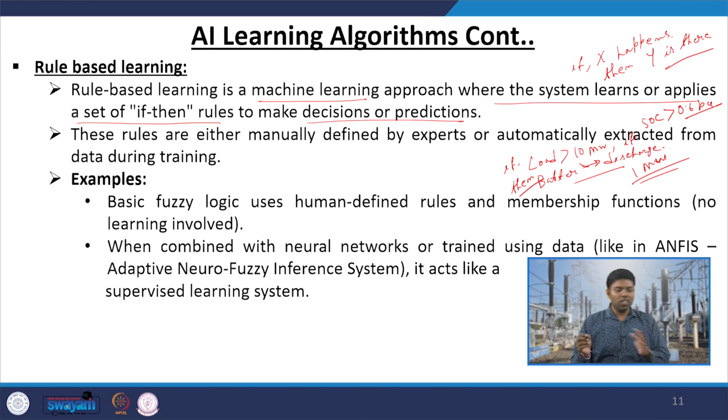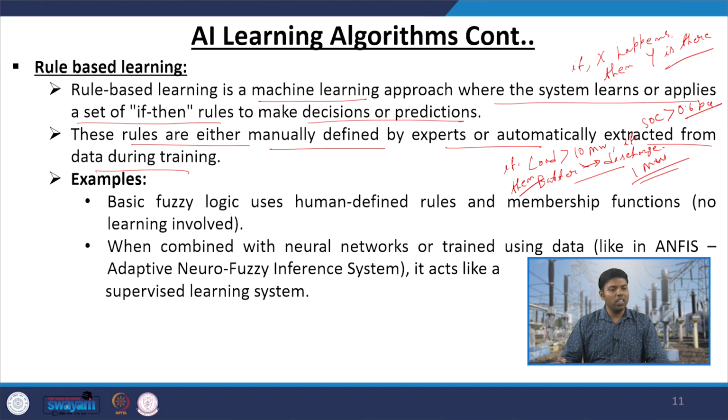Okay. So, for this kind of a set of rules, you need not have the previous load historical data. In real time it will just take the value, sense the load data, sense the SOC data, and see whether this falls under the rule or not. If it falls, then it will act accordingly. If it does not fall under the rule, then it will eliminate that and search for the next rule. So, these rules are either manually defined by experts or automatically extracted from the data during training.